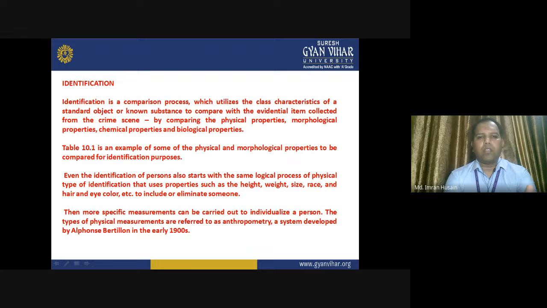Okay, so as a result of that, the morphological properties and comparison for identification purposes is very useful when you reconstruct a crime scene. Even the identification of persons starts with the same logical process of physical type of identification that uses properties such as height, weight, size, race, and hair and eye color, etc. to include or eliminate some.